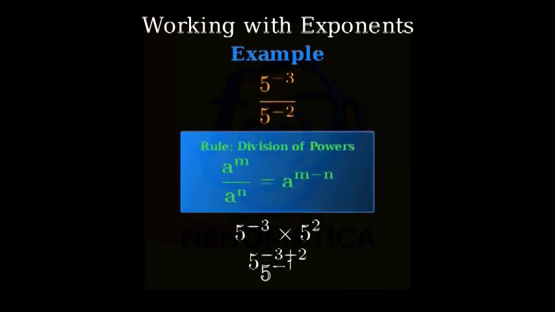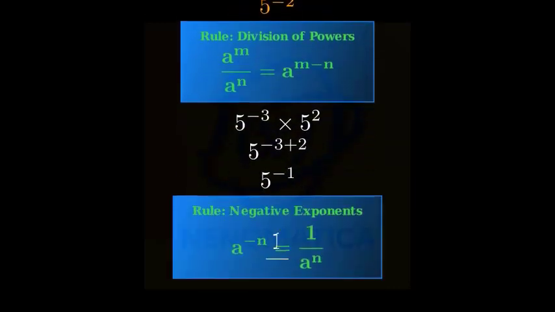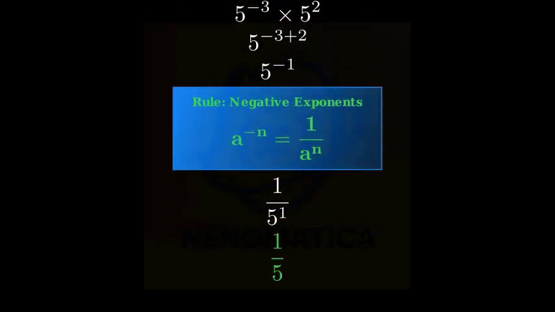Next, we combine the exponents. -3 plus 2 gives us -1. Remember, when a number has a negative exponent, it equals 1 divided by the number raised to the positive exponent. So 5 raised to -1 equals 1 divided by 5 raised to 1, which simplifies to 1/5.